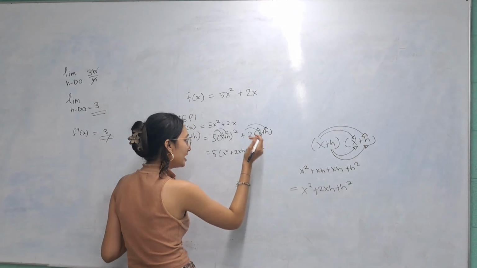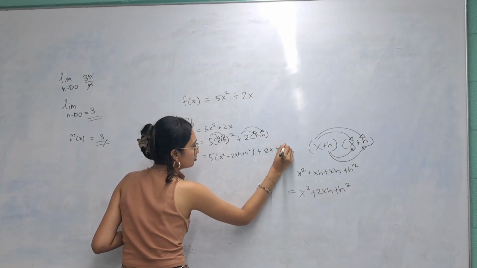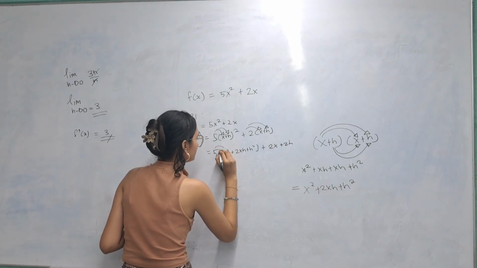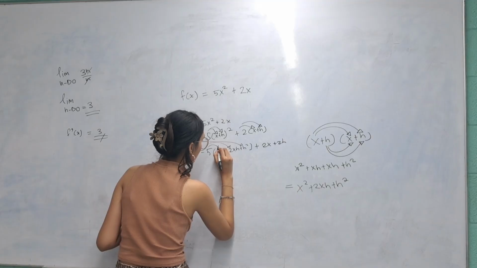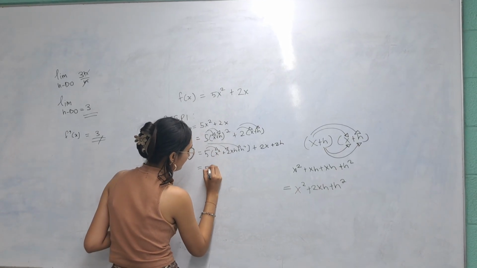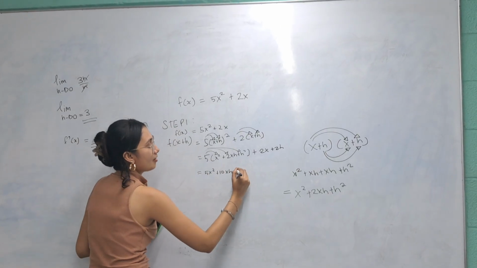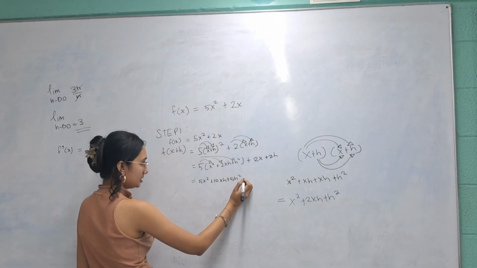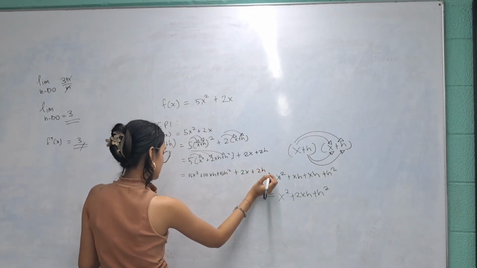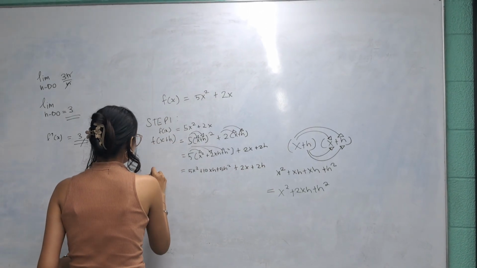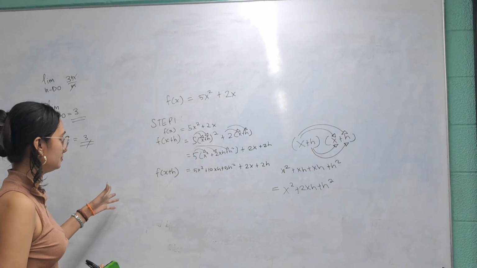And when we expand this bracket, we will get 2x plus 2h, and expanding this, we will get 5x squared plus 10xh plus 5h squared plus 2x plus 2h. So basically this is our f of x plus h.